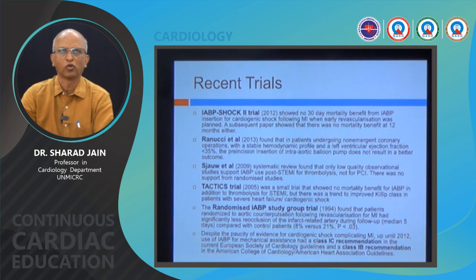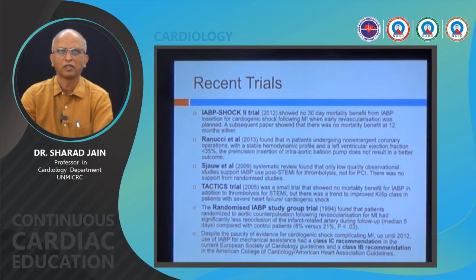So what do the trials show? The IVP shock trial showed no 30-day mortality benefit, and even after 12 months there was no mortality benefit. RENU-C again found that in patients undergoing non-emergent coronary operation with stable hemodynamic profile and a left ventricular ejection fraction less than 35%, the pre-incision insertion of IVP does not result in a better outcome. Then Joe et al. showed in a systematic review that only low quality observational studies support IVP use post STEMI or for thrombolysis, not for PCI. There was no support from randomized studies.